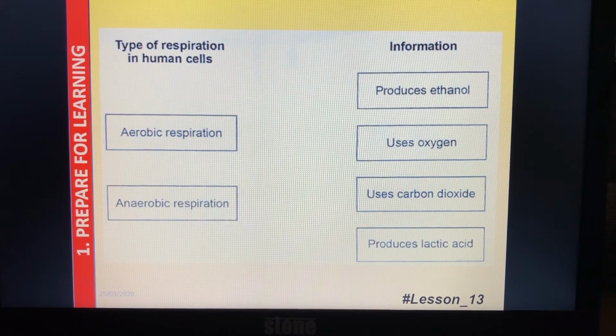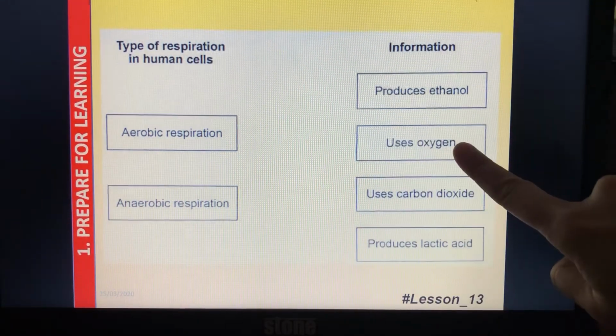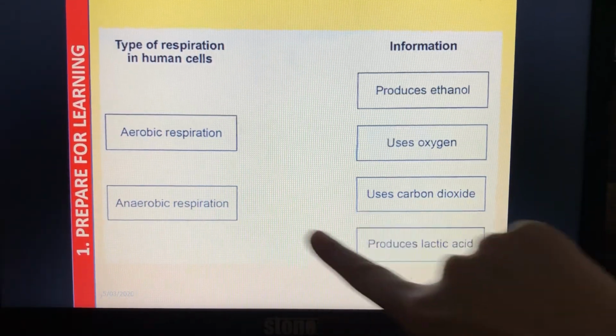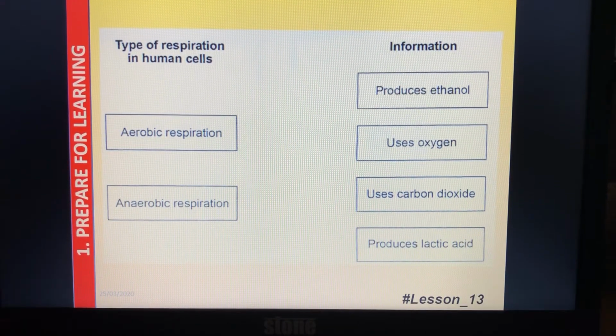Okay, now I'm going to match aerobic respiration with uses oxygen, and I'm going to match anaerobic respiration with produces lactic acid. Okay, that's what causes that burning sensation in our muscles.